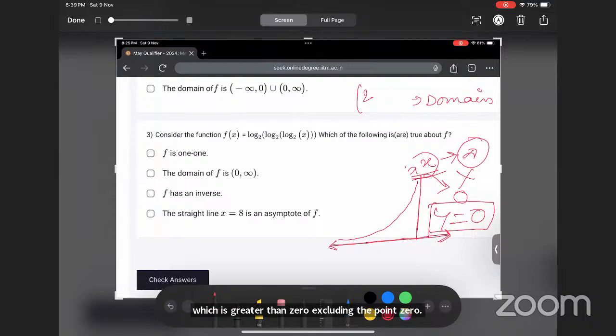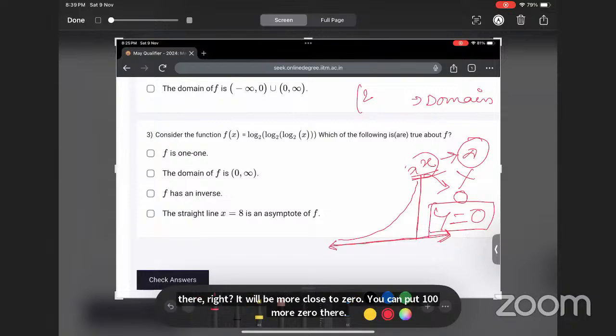You can never imagine what the point is. You can say it is some 0.00001, which is really close to 0. I can put 10 more 0s there, and it will be even closer to 0. You can put 100 more 0s there. So there is no restriction, right? That is why we choose this tending to 0 type of thing. Is it clear?